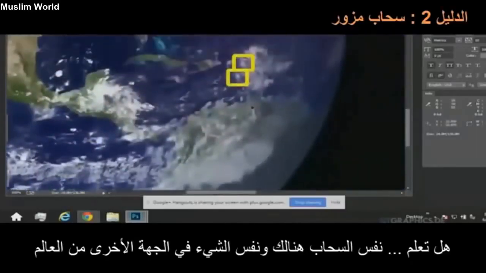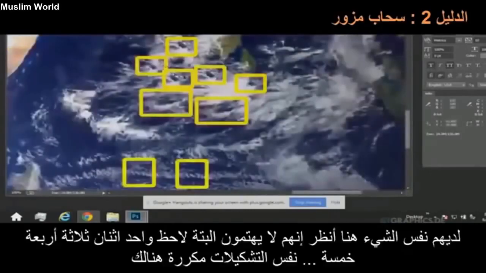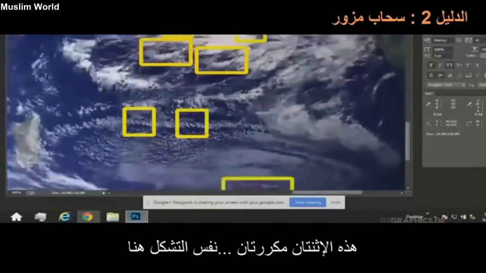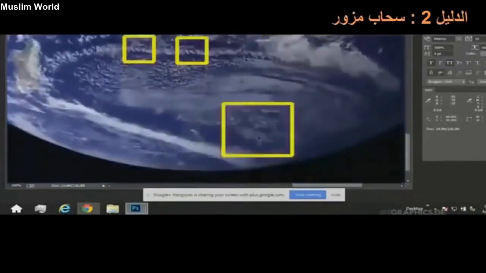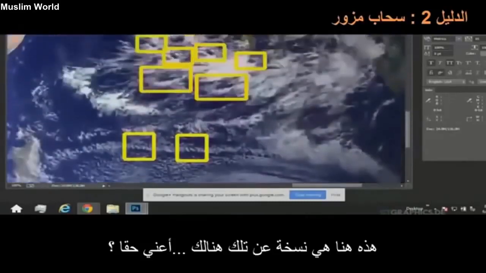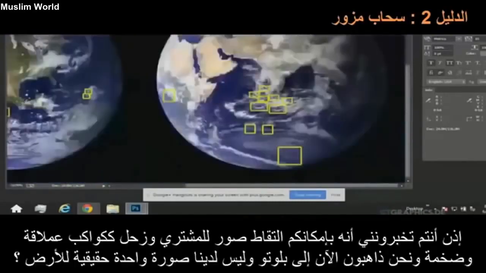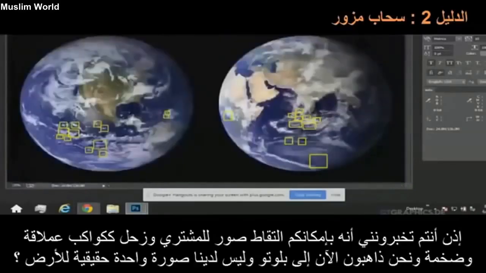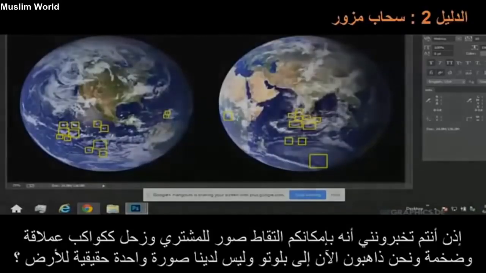Same clouds right there, and the same thing on the other side of the world. They got careless. Look, one, two, three, four, five of the same formations replicated right there. These two replicated, same exact formations. This right here is a clone of that right there. I mean, really? So you're telling me that we could take pictures of Jupiter and Saturn, huge, massive planets, and now we're going to Pluto, but we don't have one legitimate picture of the Earth?